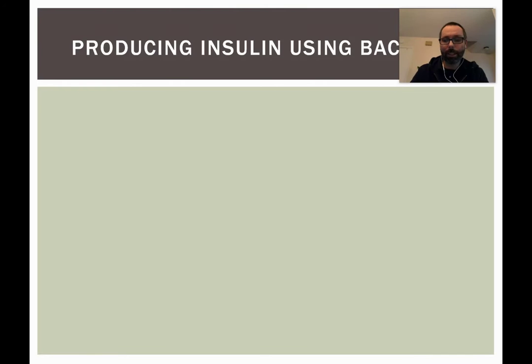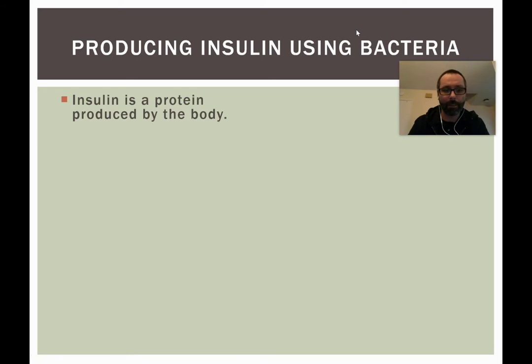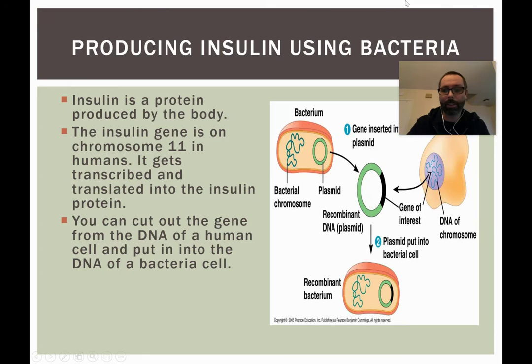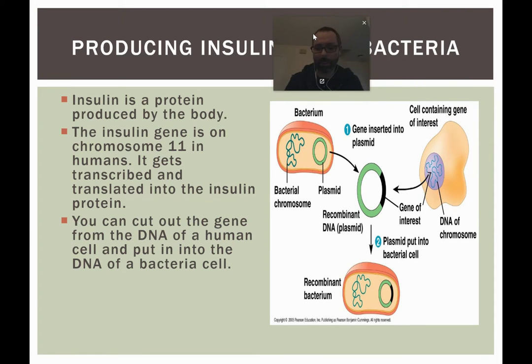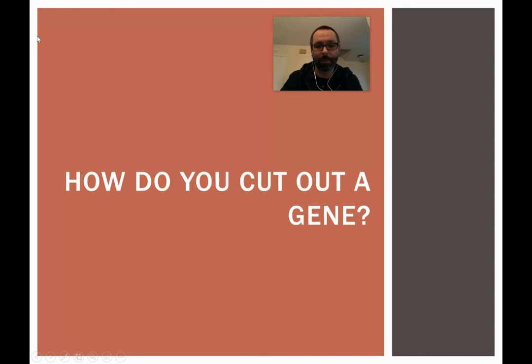So we're going to use, most of the time, bacteria or yeast, but I'm just going to go with bacteria to do this kind of thing, right? Because it's a protein that's produced in the body, we can find the chromosome, number 11, where the insulin gene is found. We can cut it out and put it into a bacterial cell. And then the bacterial cell will make human insulin that we can harvest and give to people, right? So how does that work? How do you genetically engineer something on that level? Well, first you've got to cut out the gene.